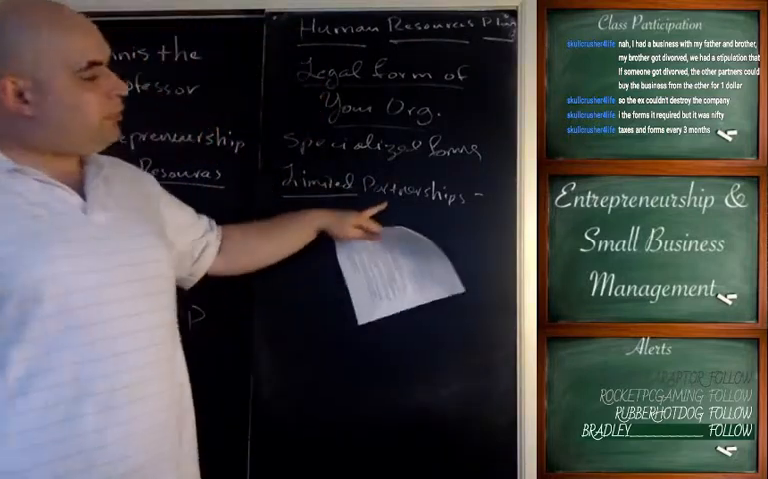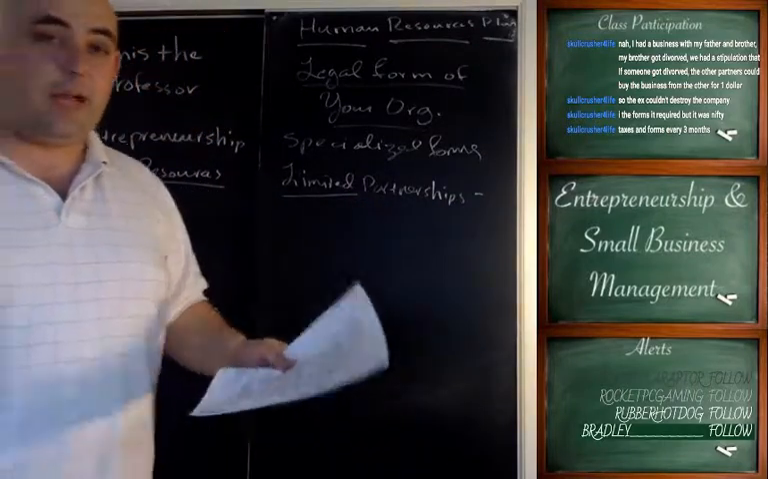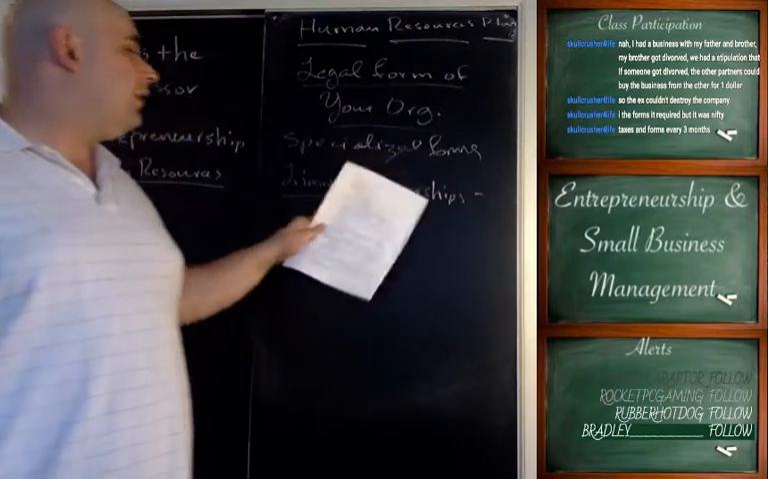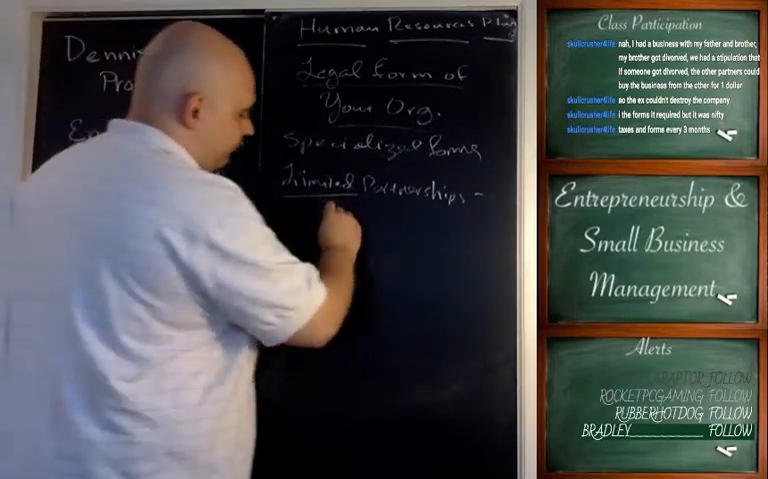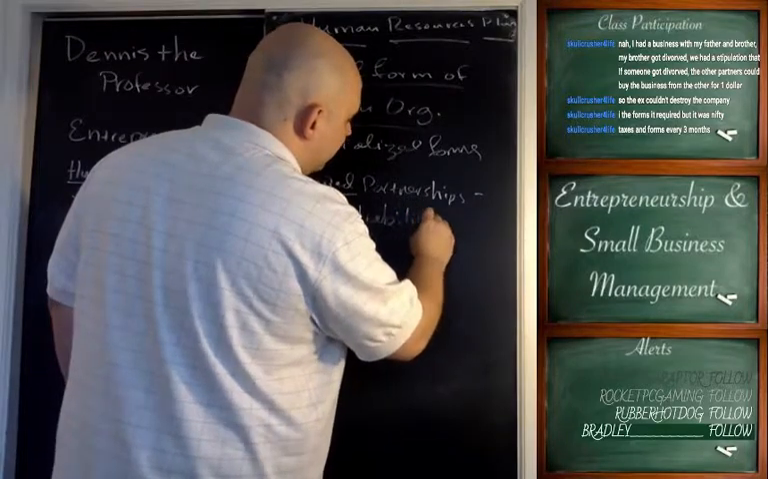So they have the same privileges as someone in a partnership in terms of sharing the money and in terms of paying their taxes individually. However, they have no liability. They are exempt from liability because they're not on the ground making decisions for the company.